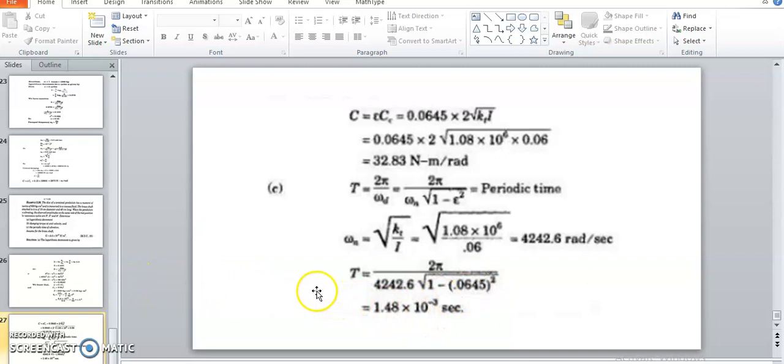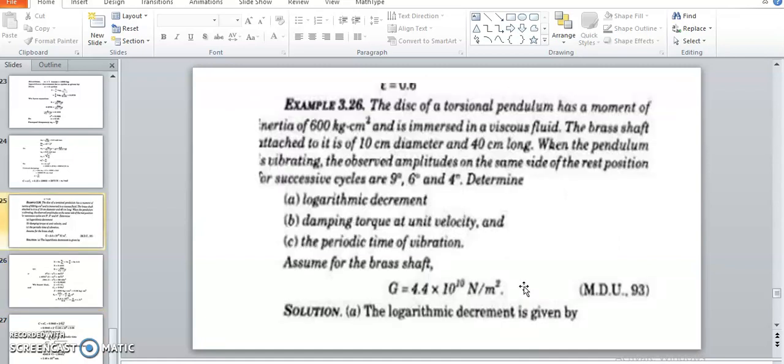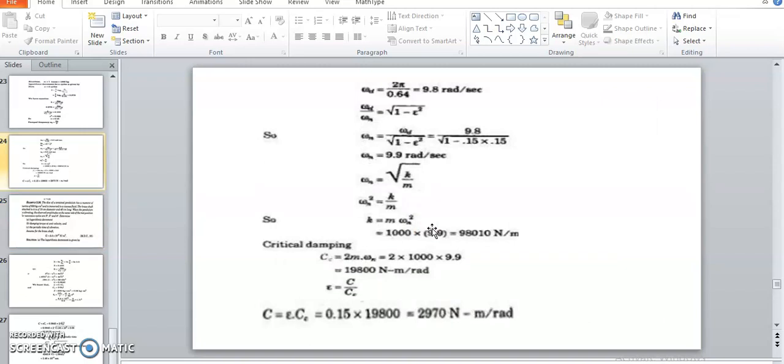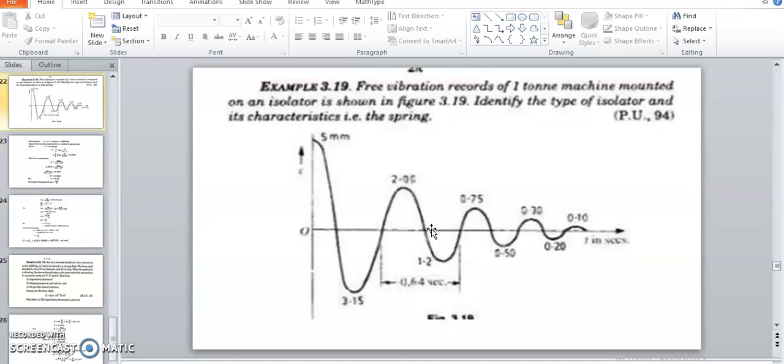So such types of numericals are asked on this logarithmic decrement. The analogy for the torsional case and the longitudinal case is the same. Only the displacement x is replaced by theta, stiffness k is replaced by torsional stiffness kt, and the mass value is replaced by the mass moment of inertia of the particular disk in the torsional case. So with this analogy, you can find whatever quantity is asked, using the same formulas.